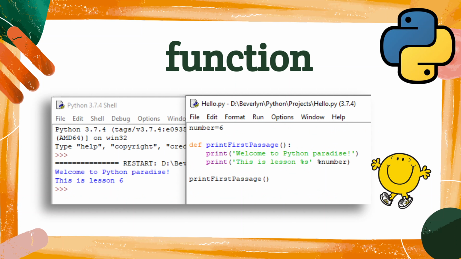Let's take a look at how the function works. First, I assign the value 6 to a variable number because I will use it inside the function. Next, the line with def is to define a function, and I named it print first passage. In this function, the body has 2 lines. The first line is to print out, "Welcome to Python Paradise." The second line is to print out, "This is lesson number." Do you still remember how to insert a value to a string? If you forgot, you can review my Python tutorial number 3. Because my number was assigned as 6, this line will print out, "This is lesson 6."